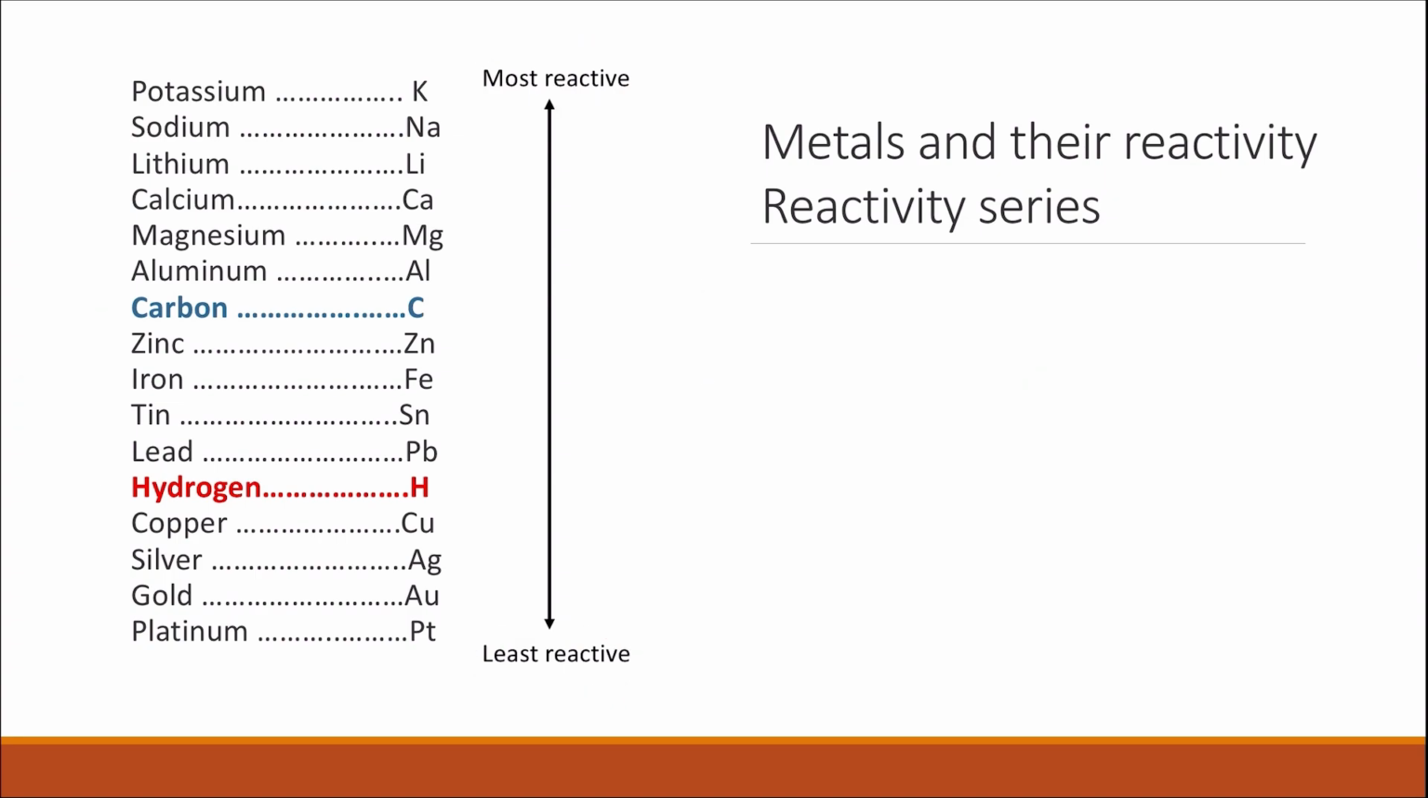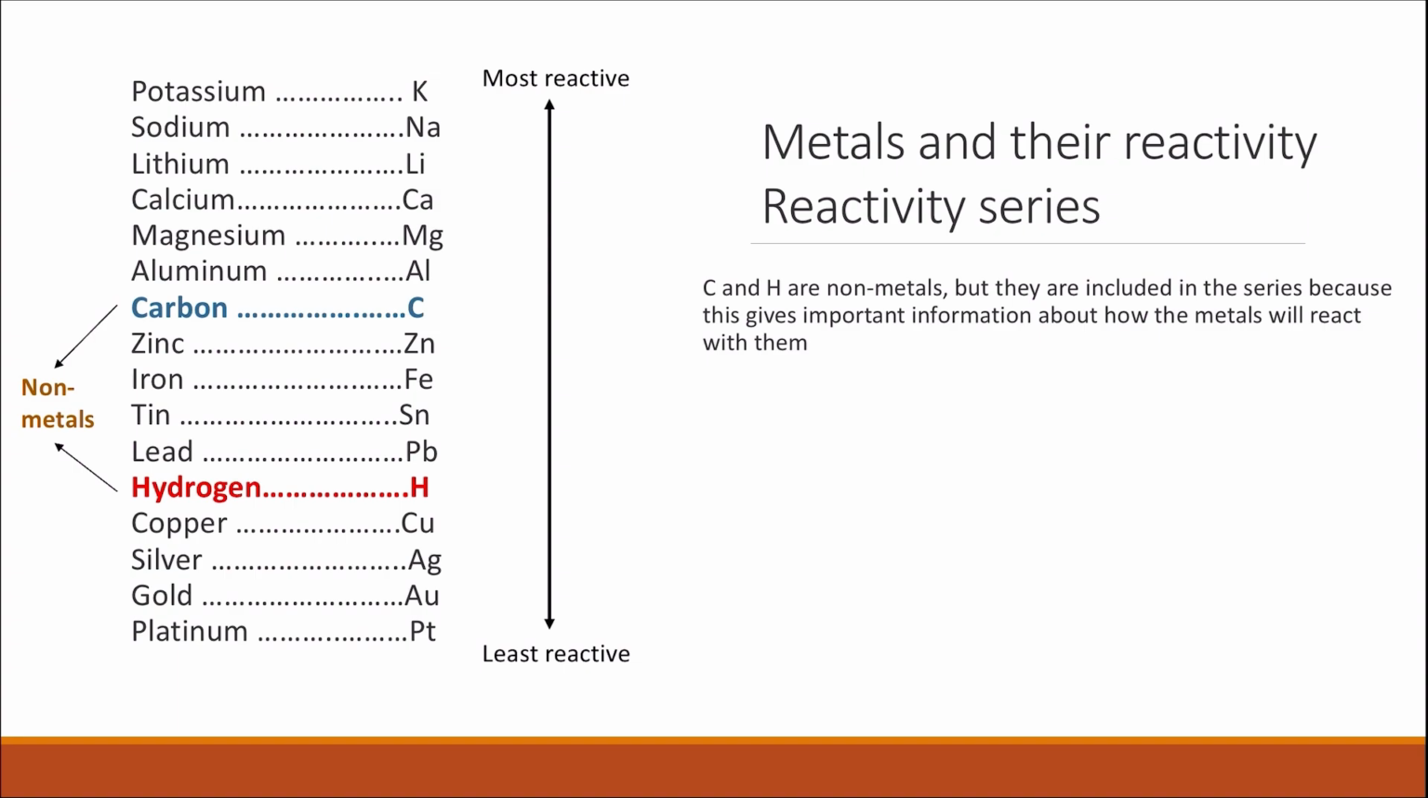We can notice a few things in the reactivity series. So we said that reactivity series is about placing metals in order of reactivity, but we can notice that we have carbon and hydrogen, which are non-metals, but they still are added to the reactivity series. The main reason for that is because they give information about how the metals will react with both carbon and hydrogen.